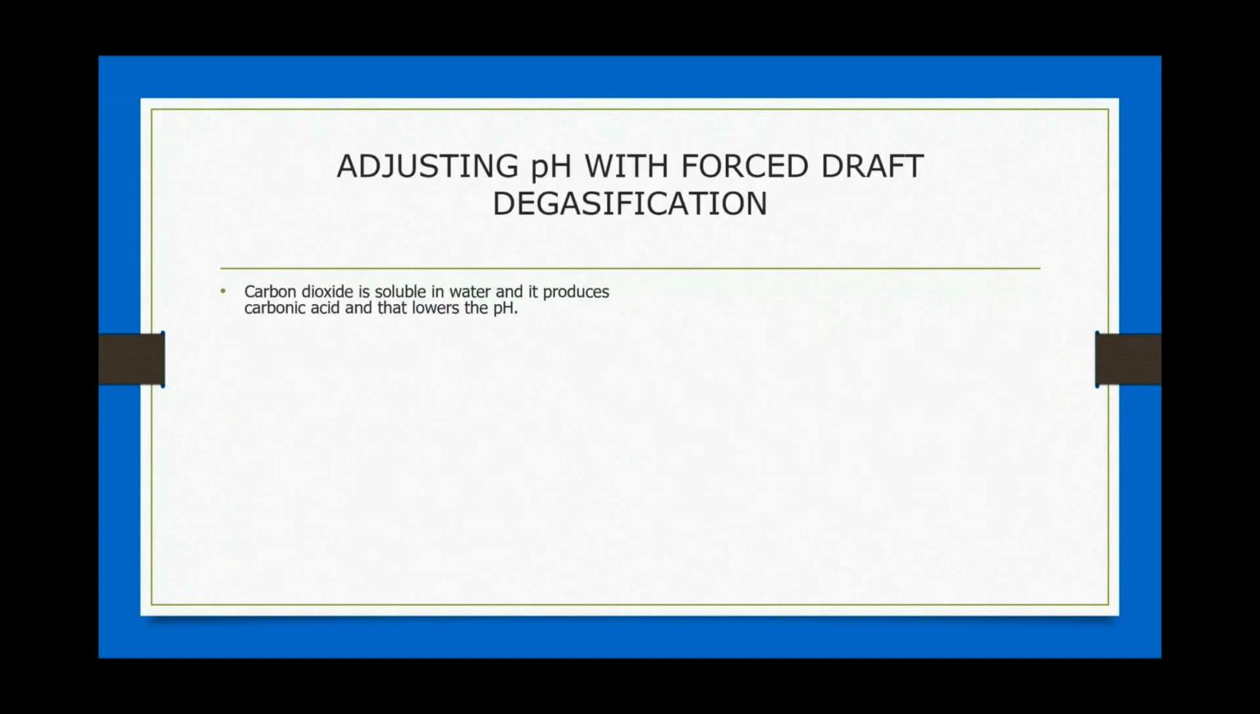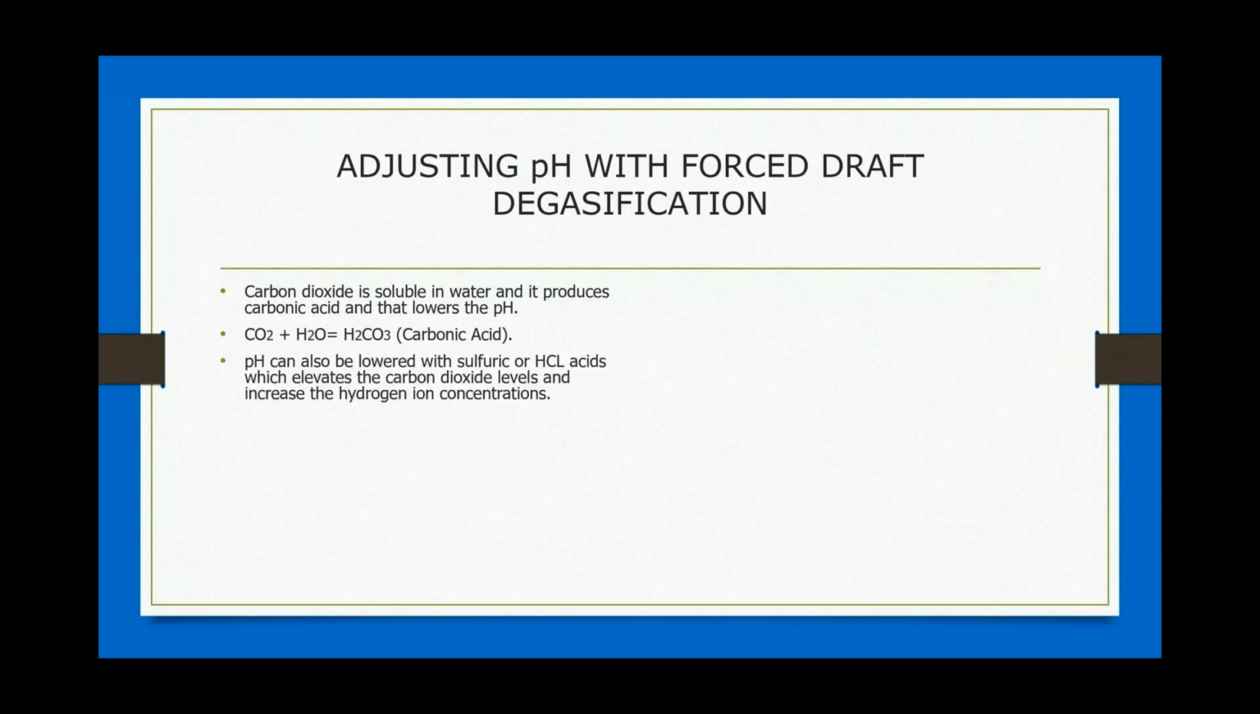So, adjusting the pH with forced draft degasification: carbon dioxide is soluble in water and it produces carbonic acid, and that, of course, lowers the pH. So CO2 and H2O equals carbonic acid. The pH can be lowered with sulfuric or HCl acids, which elevates the carbon dioxide levels and increases the hydrogen ion concentrations in the water. Removing the CO2 then reduces the carbonic acid and increases the pH. So it's kind of like reversing what you just did: you're adding acid pre-RO, and then you're removing the CO2 post, removing the carbonic acid in a gas phase.